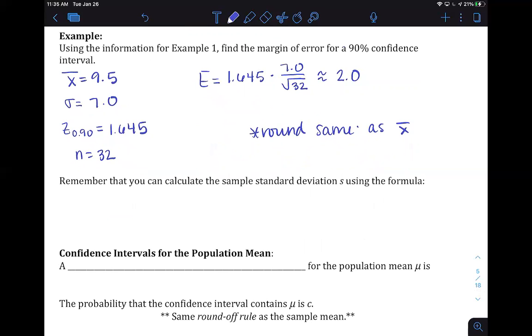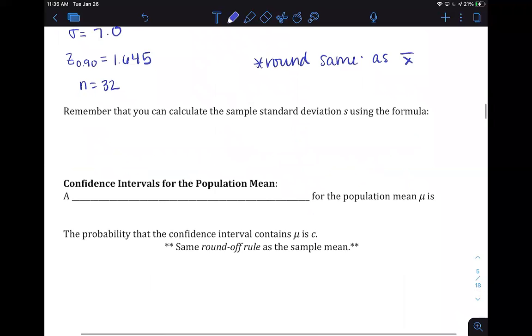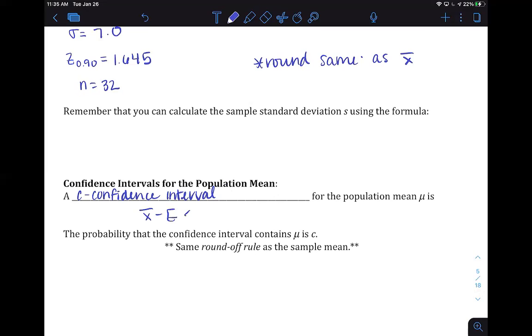So now that we found the point estimate and the margin of error, we can find our confidence interval for the population mean, which is just going to be a C confidence interval for the population mean mu is X bar minus E, which is less than our population mean, which is less than X bar plus E. The probability that the confidence interval contains mu is C. And then again, same round off rule as the sample mean.